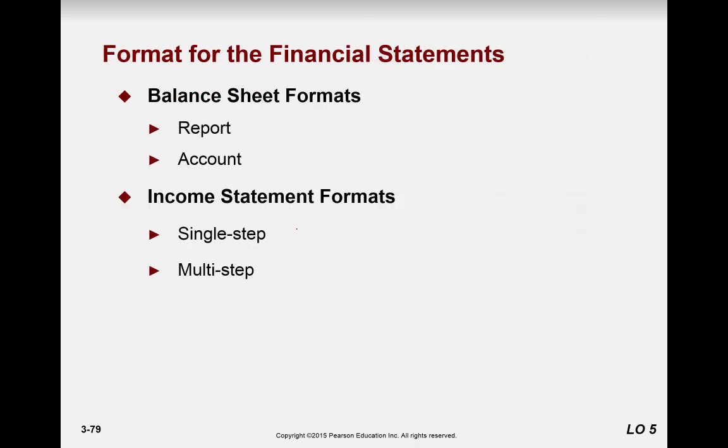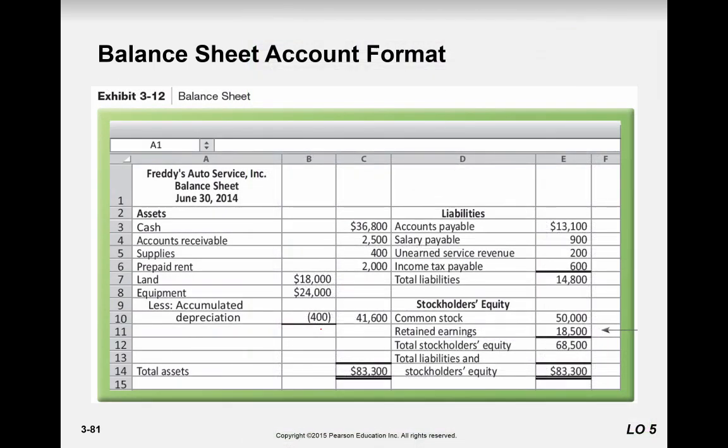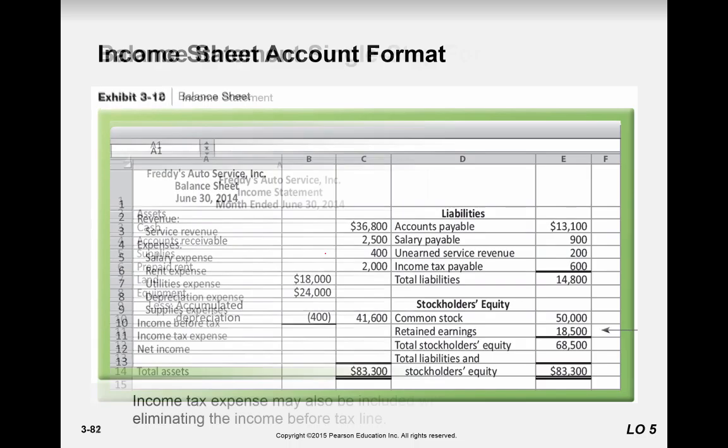So we have types of formats for both the balance sheet and the income statement. We have a report format and an account format for the balance sheet, and a single step and multi-step format for the income statement. So the balance sheet report format, you see, has a classification for current assets, and it has liabilities and all the other accounts. So the key here is that it has current assets. The balance sheet account format would look something like this in Excel.